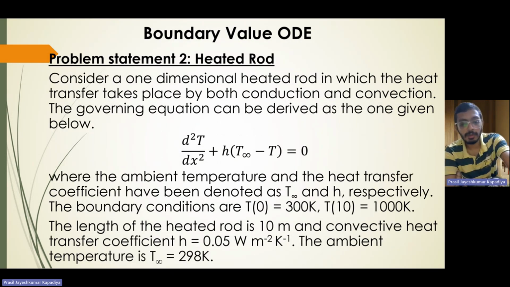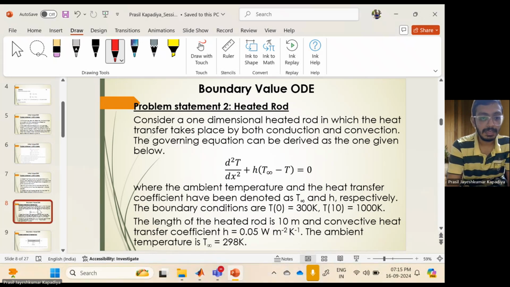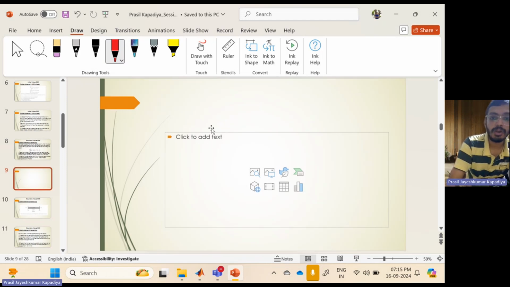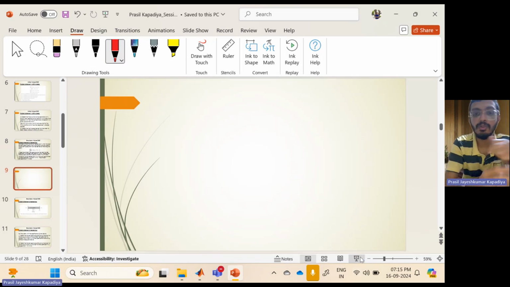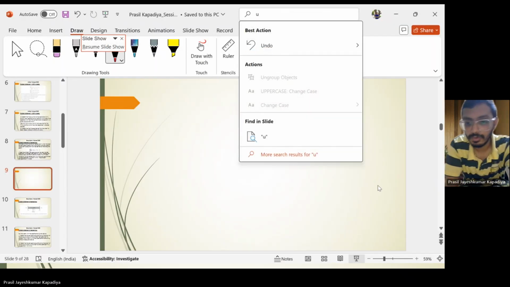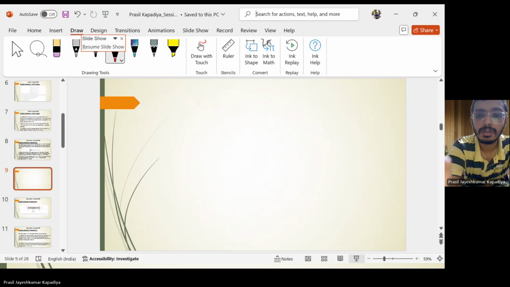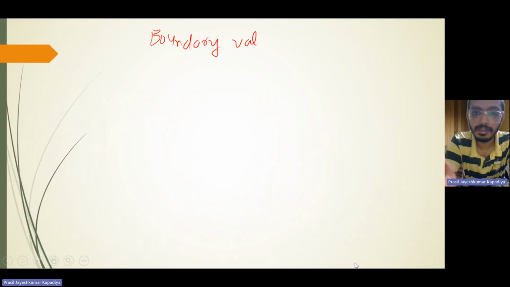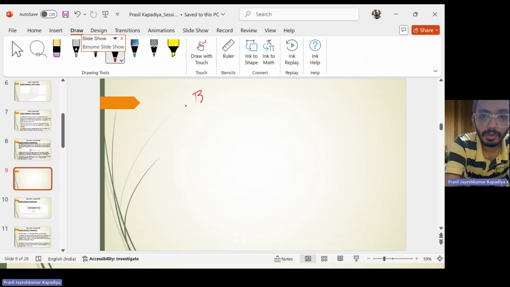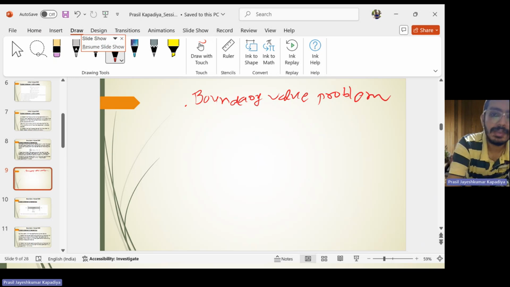And the next set of problems that we are going to see right now is boundary value problems. So what is a boundary value problem? I'm sorry, I don't know why it is happening like this. Okay, let me write it down here. Boundary value problem. Okay, so let's see.